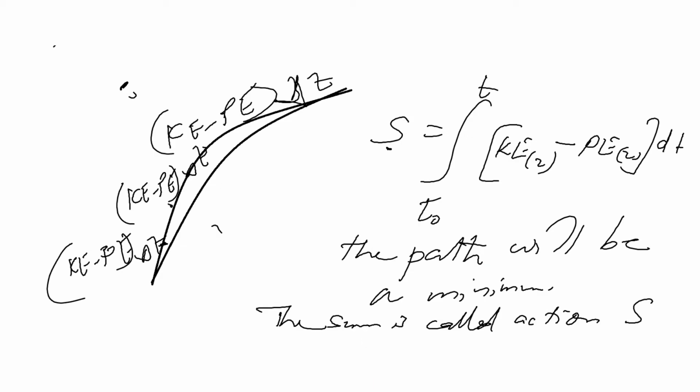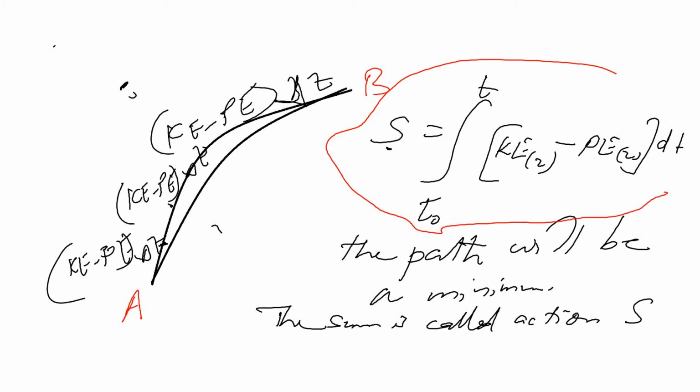Here you can see a particle moving from point A to B, and there are two paths shown. It will select only the path in which the time average difference of kinetic energy to potential energy is a minimum. That is, action is a minimum. So S is the integral from t0 to t of kinetic energy minus potential energy, and that path will be minimum, and the sum we call the action.